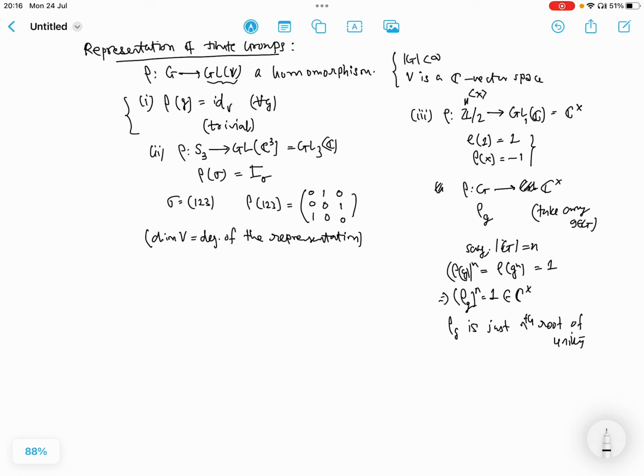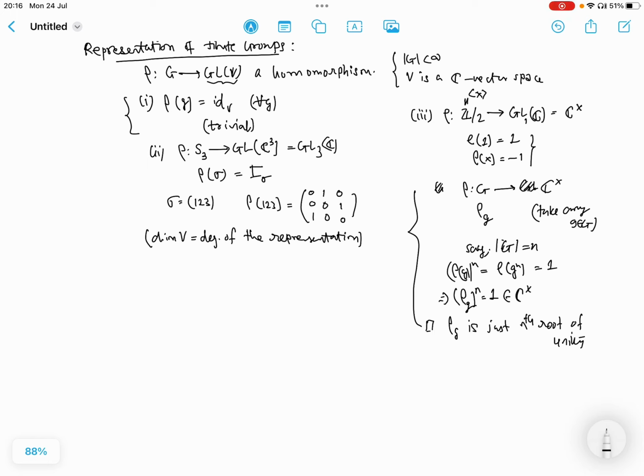In fact, in the third example, I just showed that rho of x is minus 1, which is the second root of unity, and here the group was of order 2. So it matches with that also. Anyway, this is just a basic observation.